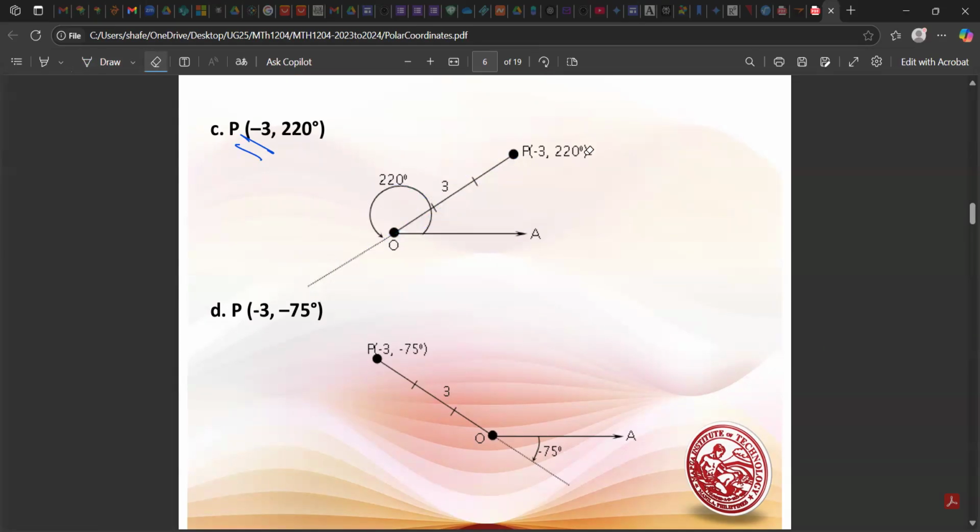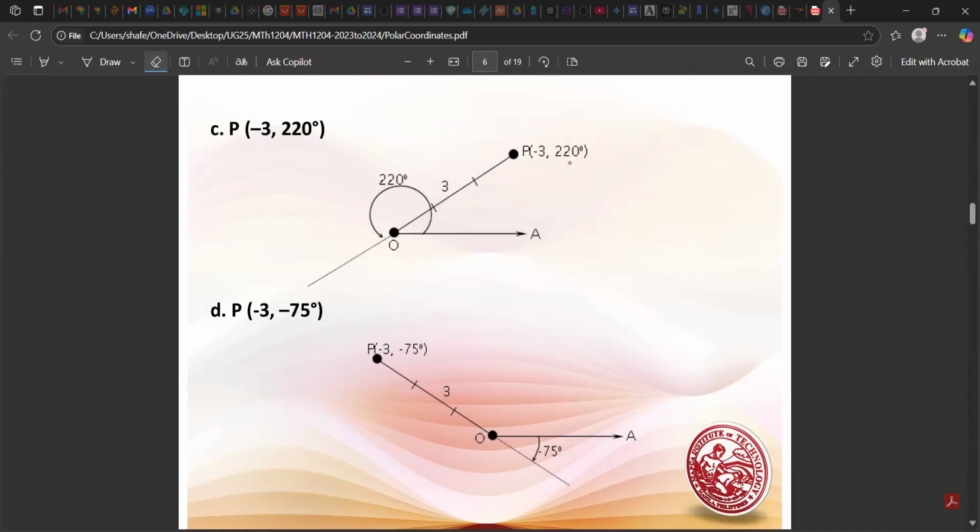You following? Anybody following? Does it look rather odd? So here you have a point in the fourth quadrant, right? But look at the value of it. It's (-3, 220°). Look at this one.